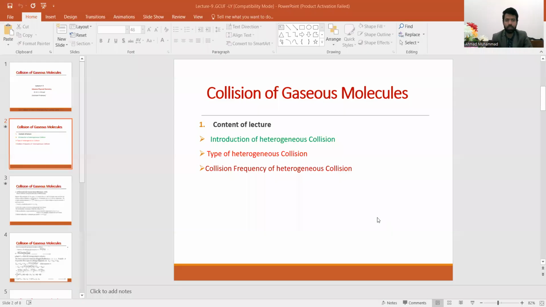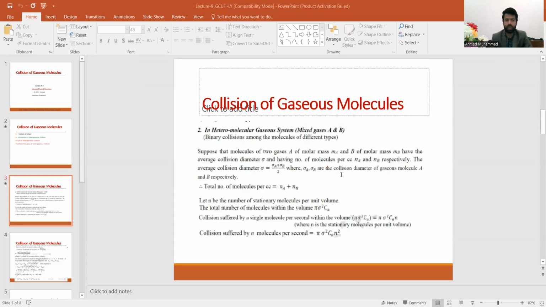Today we will discuss the propagation of gaseous molecules. In this lecture, we will first introduce heterogeneous collision and the types of heterogeneous collision, and we will discuss the collision frequency of collision of gaseous molecules. So we start this topic from the introduction of heteromolecular gas collision.